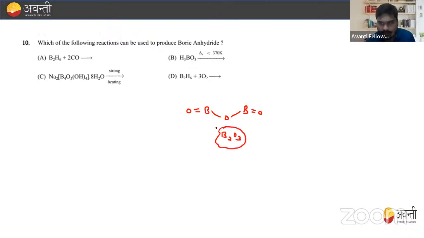Out of the four options, you have to identify the one in which we will obtain boric anhydride. When you treat B2S3 plus 3CO, will you obtain it? No, so in this we can't obtain it. When diborane is heated with oxygen, we get B2O3, right? Similarly, when borax undergoes strong heating, we also get it. So only these two options, that is C and D, will give boric anhydride.